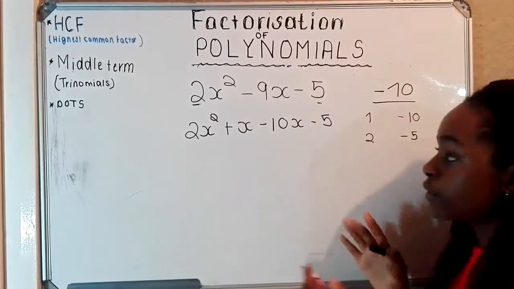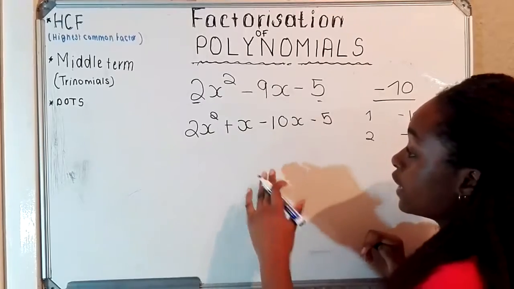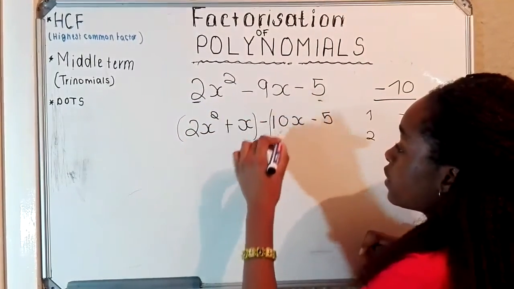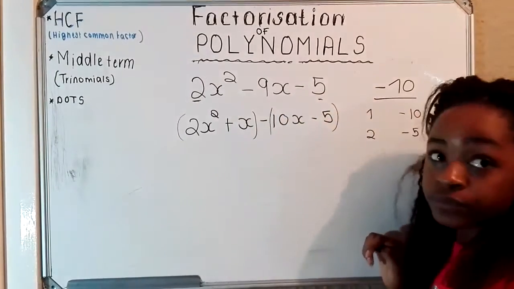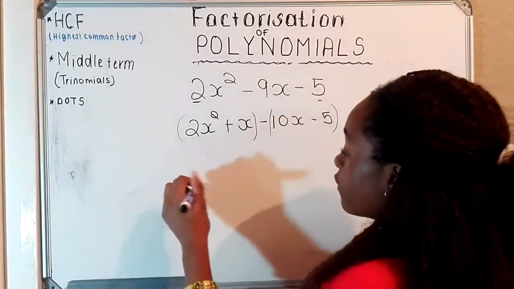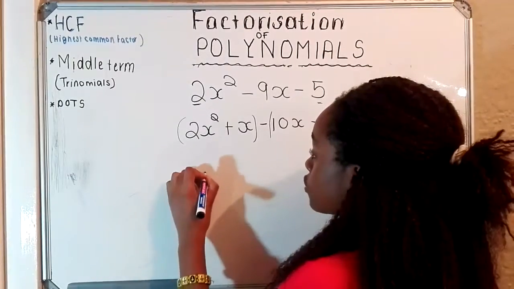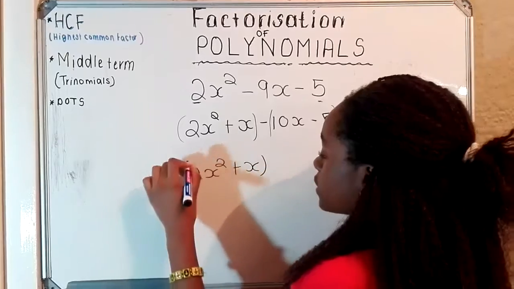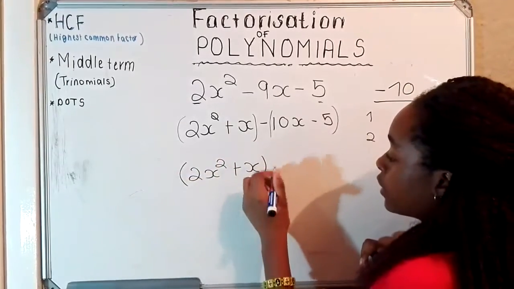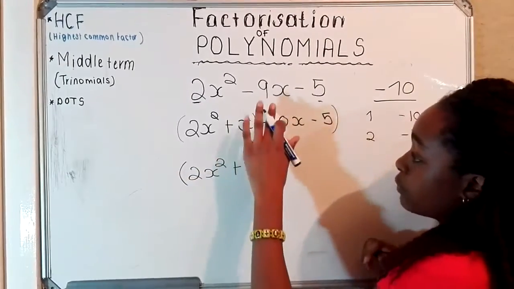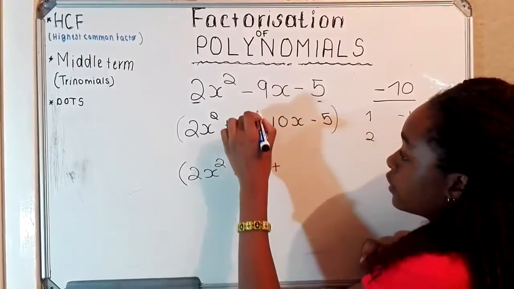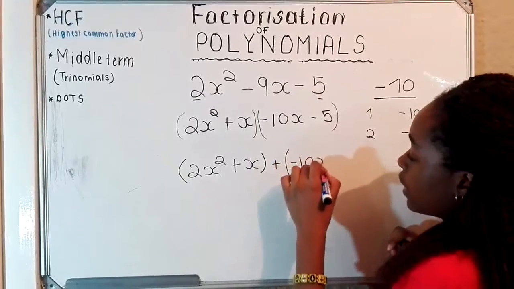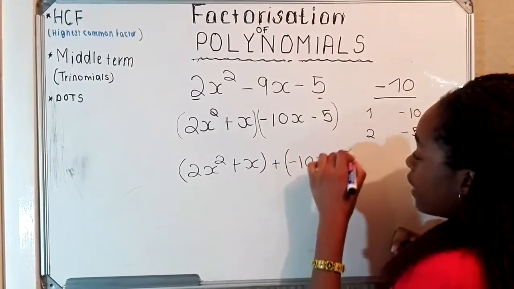And we're going to use this method called grouping. So basically, I will put each two pairs in groups, all right? Okay? So here I have 2x squared plus x in brackets. And then I'll put plus over here, and I'll put the minus in front. I'll put a plus and I'll put a minus over here. Minus 10x minus 5, okay?